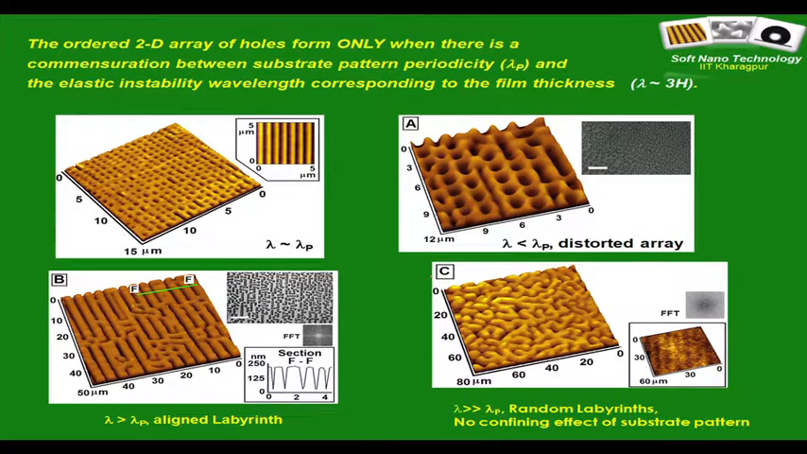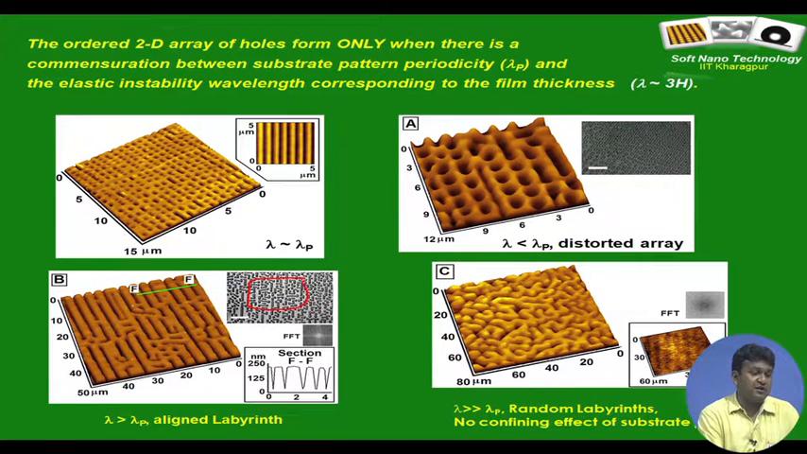Again here also, this perfect ordering happens only when there is a perfect commensuration between the two, otherwise there is distortion. For example, here the thickness is much more, so you again see those labyrinths, but because of the presence of the substrate patterns, the labyrinths tend to get a bit digitized. They are a bit aligned, but under no condition can you say that the structures are aligned or well ordered.